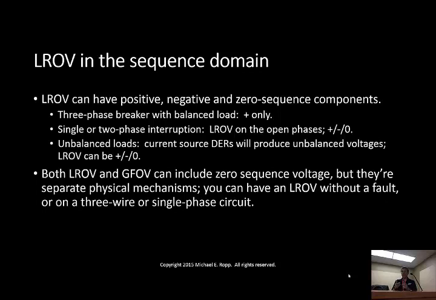Then what happens is when I look at the voltages, not only do the magnitudes change, but the phase angles all change. And you get really odd-looking voltage vectors in the island. So, and I mentioned this before, both LROV and GFOV can include zero sequence voltage, but they're completely separate physical mechanisms, because notice you can have an LROV without a fault. GFOV assumes a ground fault.